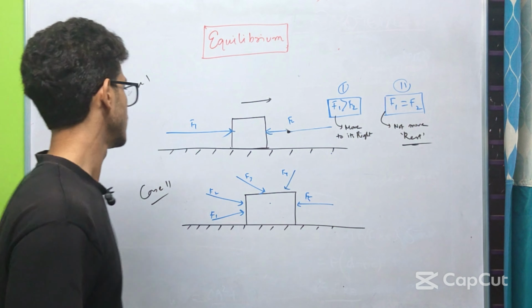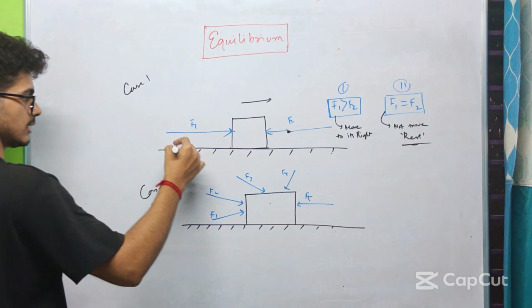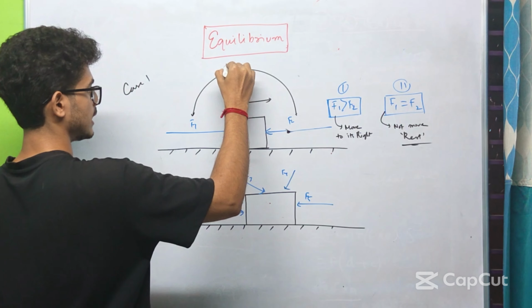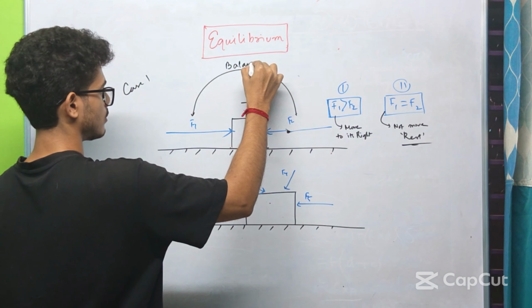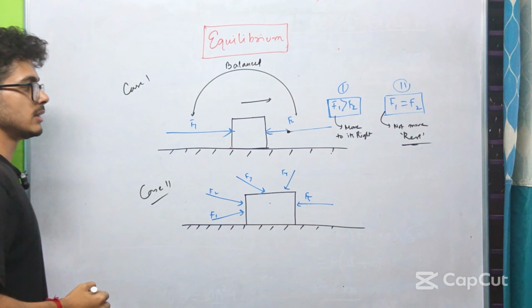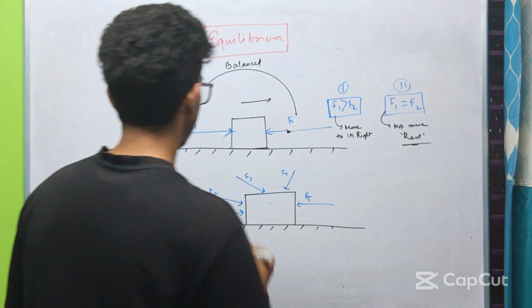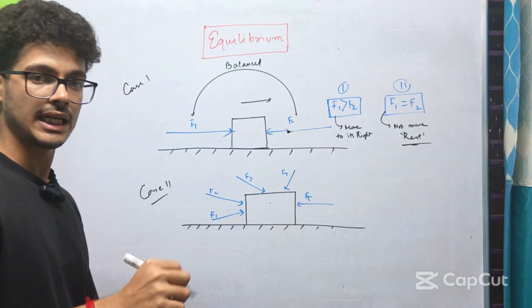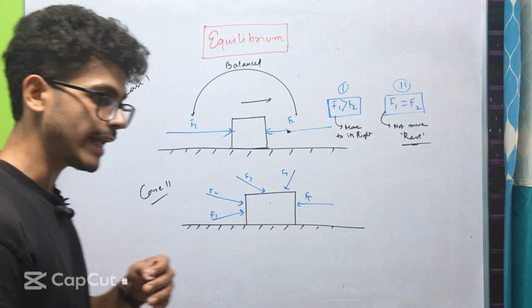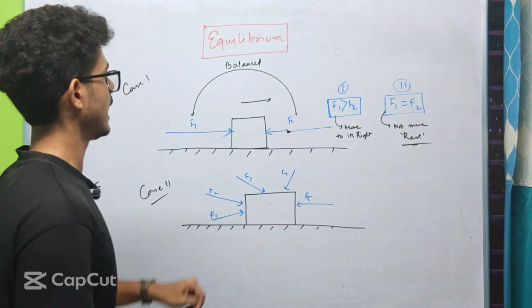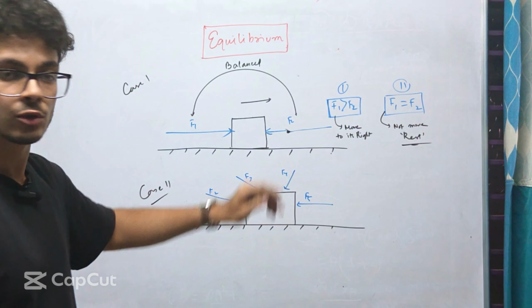So that means when the forces get balanced by each other, then the effect of the force also gets cancelled and the body remains at rest or does not show any response to the application of the force. So this is the case, and this is what we call equilibrium.